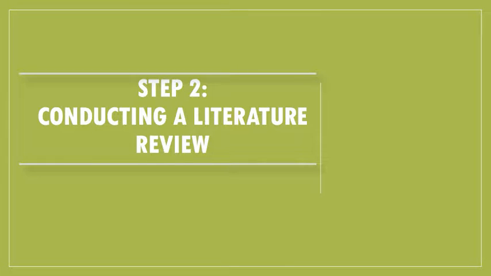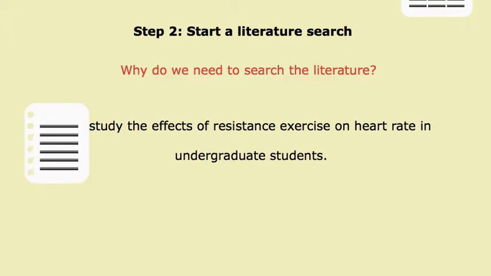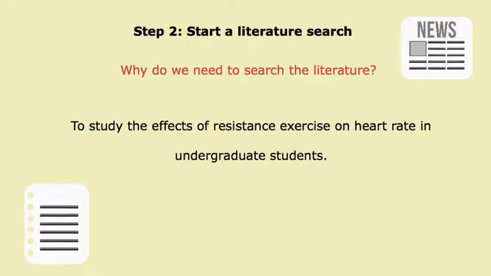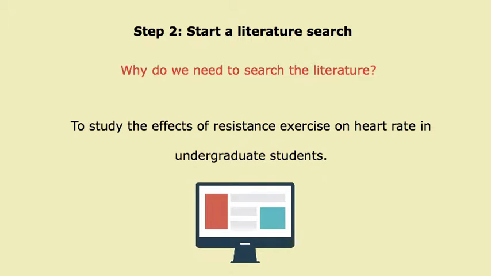Step 2. Conducting a literature review. Once we have our research question decided, we now conduct a literature review. A search of the literature is important as it helps to introduce our readers to the topic and its significance. With a defined question, we search to find papers that can support the information we write in our introduction.